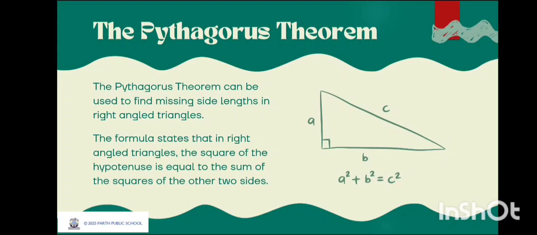So from the context of this picture, a square plus b square is c square, which is perpendicular square plus base square is equal to hypotenuse square. Hopefully from this slide it is clear to you what Pythagoras theorem is. Now let us move to the next slide, which gives us the proof for Pythagoras theorem.